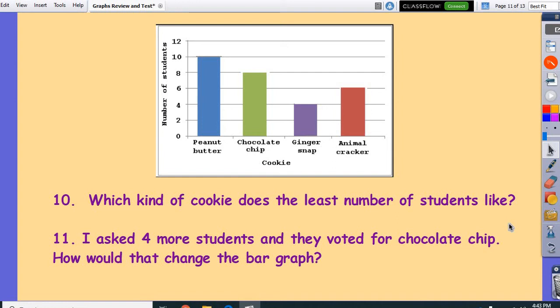And number 11. I asked 4 more students and they voted for chocolate chip. How would that change the bar graph? So think about that. Here's the chocolate chip. What if I went and asked 4 more kids and they all said chocolate chip? How is that going to change my graph? How will that make it look different if 4 more people want chocolate chip?